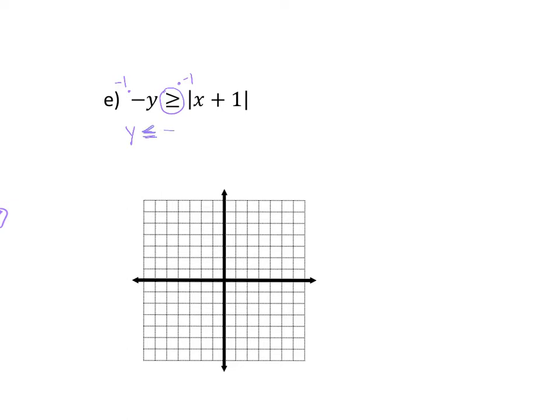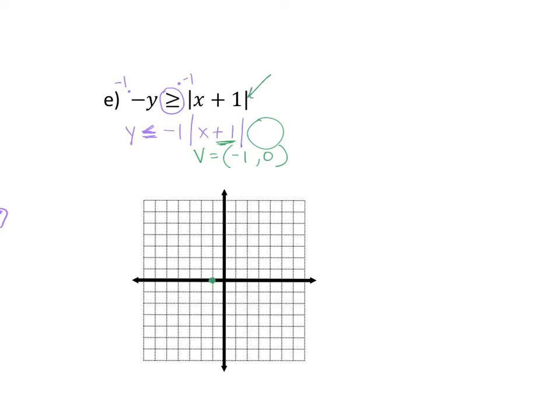And now it's going to be a -1 times the absolute value of x plus 1. Okay, so now we can come up with the vertex. Our vertex is going to be the opposite of what's inside, so -1, and then the same as what's outside, but outside there's nothing, so that's going to be 0. Okay, so I have a vertex at -1, 0, right here.